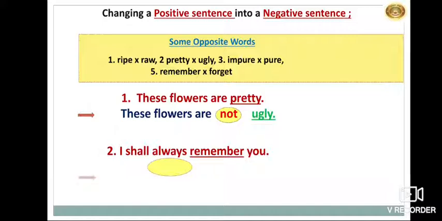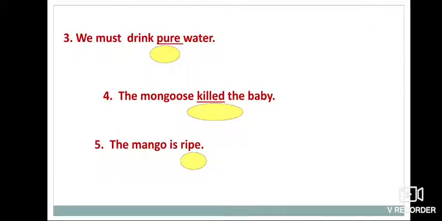Now see the second sentence. I shall always remember you. Now it is a positive sentence. Now we'll change it into a negative sentence. I shall never forget you. The meaning is same. I shall always remember you. We have put never in it and the opposite of remember. So we have not changed the meaning of the sentence.